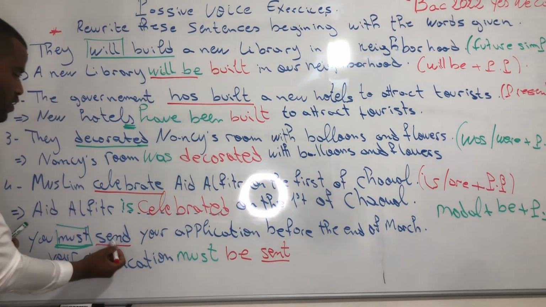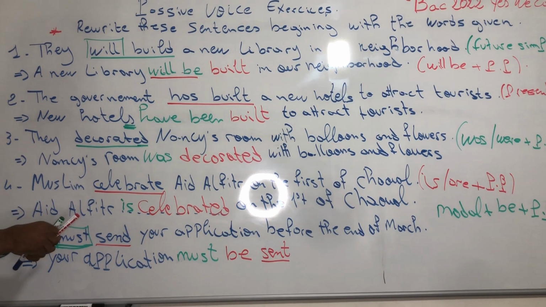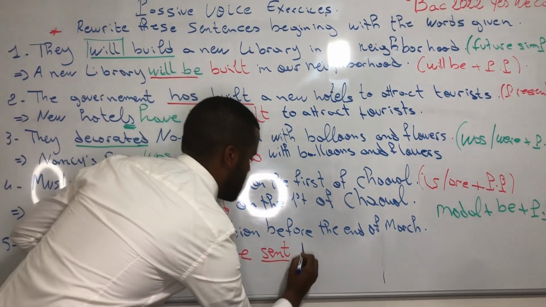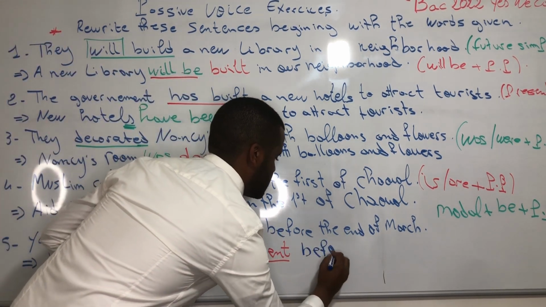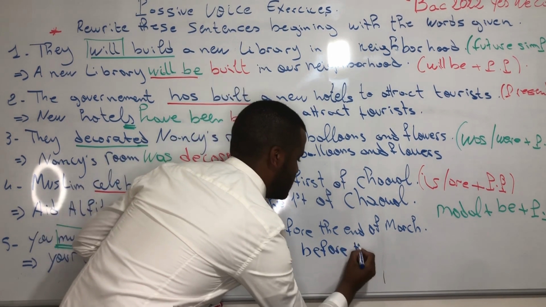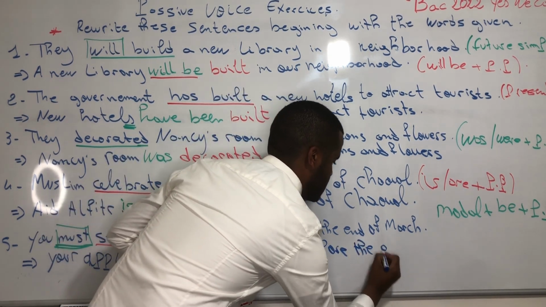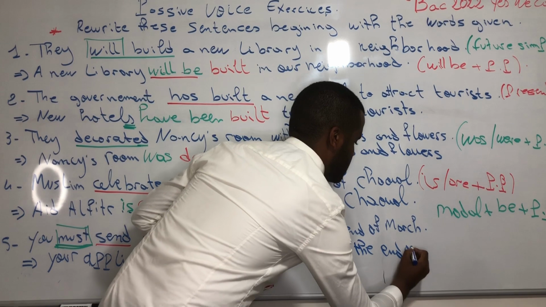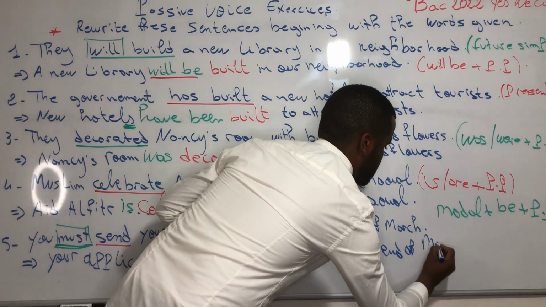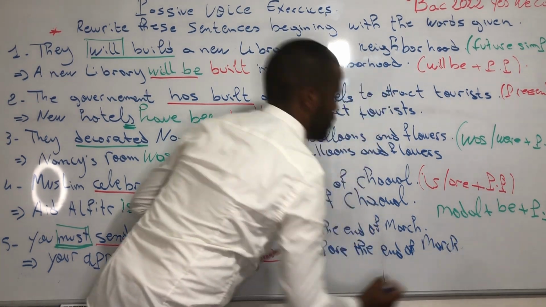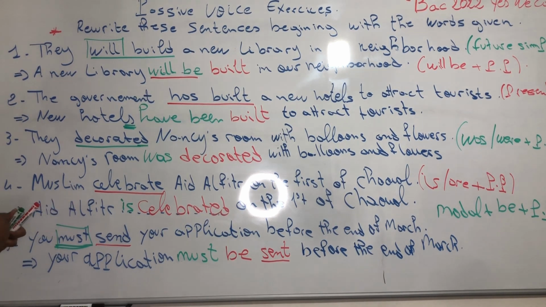The past participle of sent, okay? Before the end of March, okay? Before the end of March. Okay, so this is the thing that we have right now.